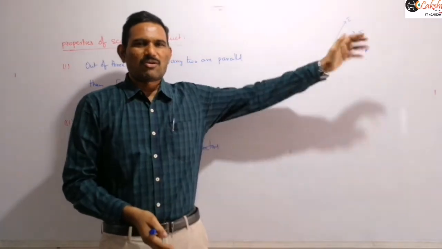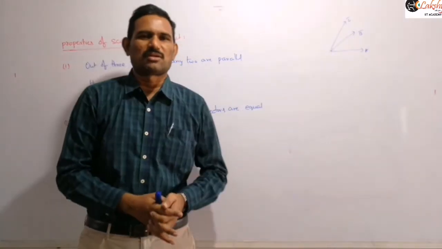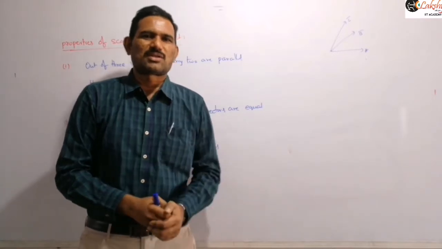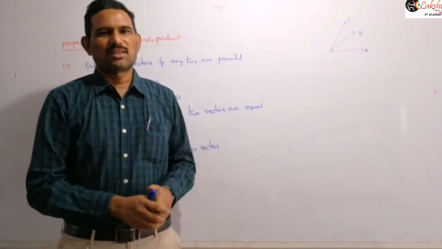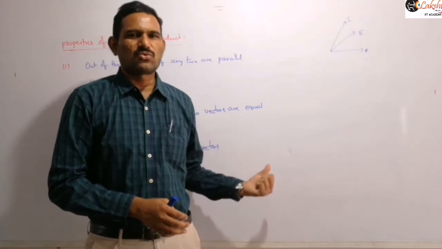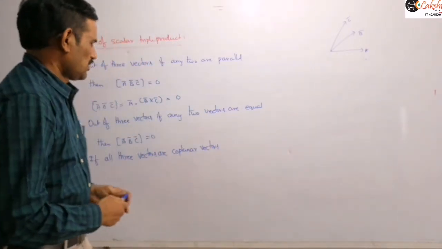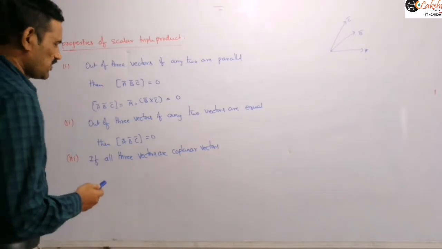Can we form the parallelepiped here if all the vectors are lying in the same plane? We can't form a parallelepiped there. That means we can't get the three-dimensional object if all the three vectors are lying in the same plane. That means volume is 0. Volume is 0 means you should conclude that the triple product should also be 0. This is the important property which we use here.